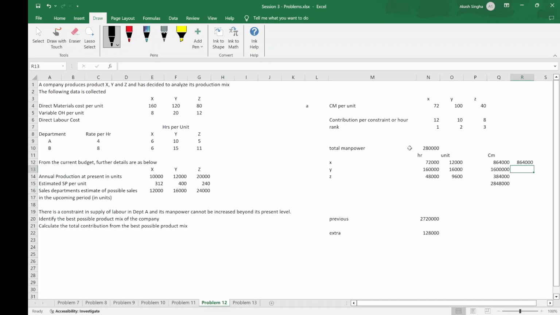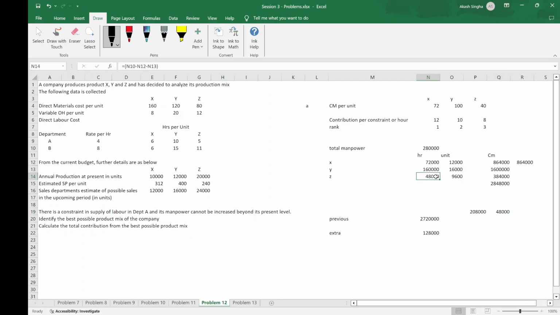And after that, how much? Total hours lost are 72,000. How many hours do we have left? Sorry, we have 280,000 minus 72,000. So this is the left hours, right? After that, the rank of Y is second, so 16,000 will be made. It will cost us 1,60,000 hours. So how much are we left with after Y? 48,000 will be left. So that we will do for Z.